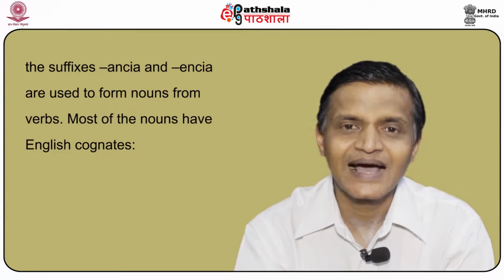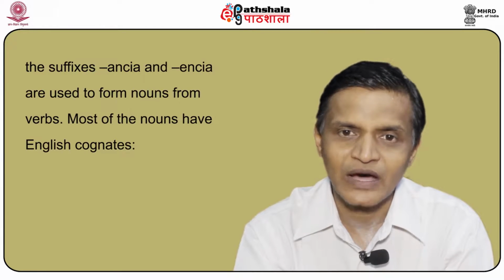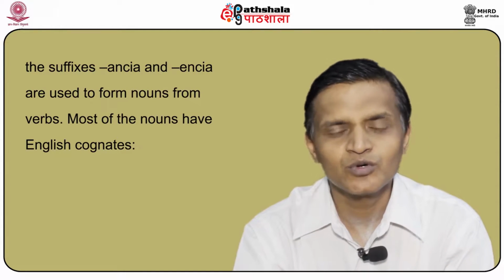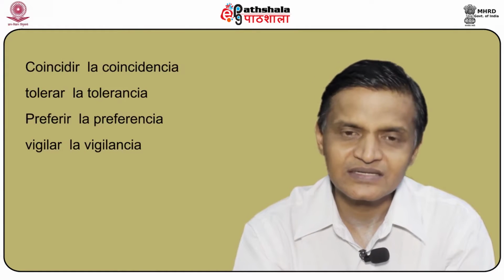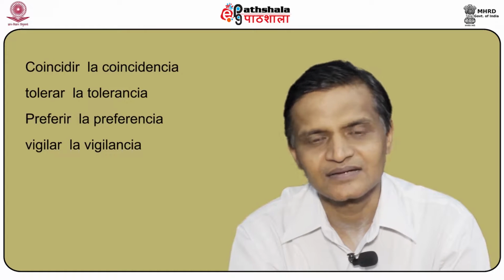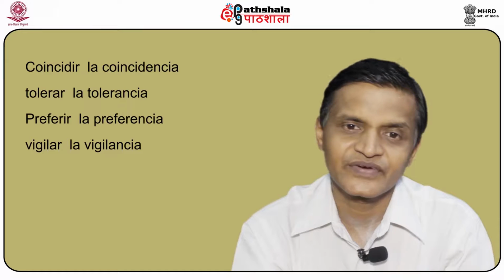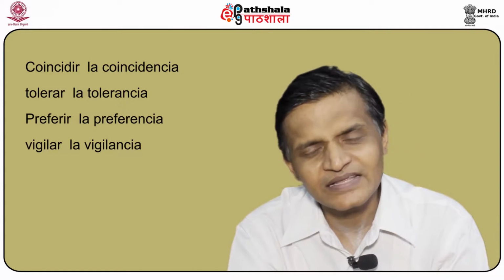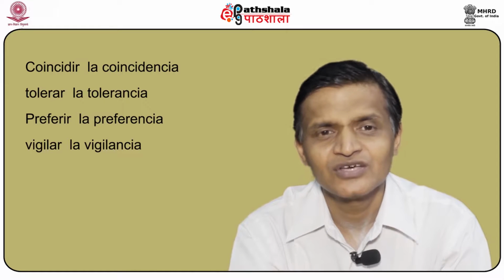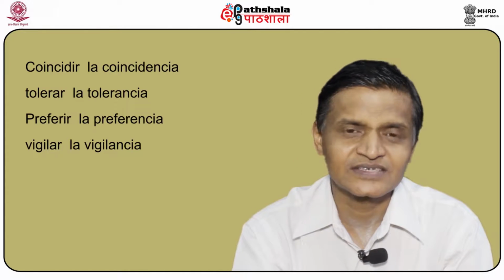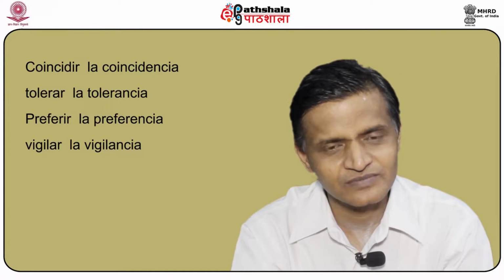The suffixes -ancia and -encia are also used to form nouns from verbs. Most of the nouns have English cognates. Coincidir becomes la coincidencia. Tolerar becomes la tolerancia. Preferir becomes la preferencia. Vigilar becomes la vigilancia. So, by using these suffixes -ancia and -encia, we can form nouns from verbs.